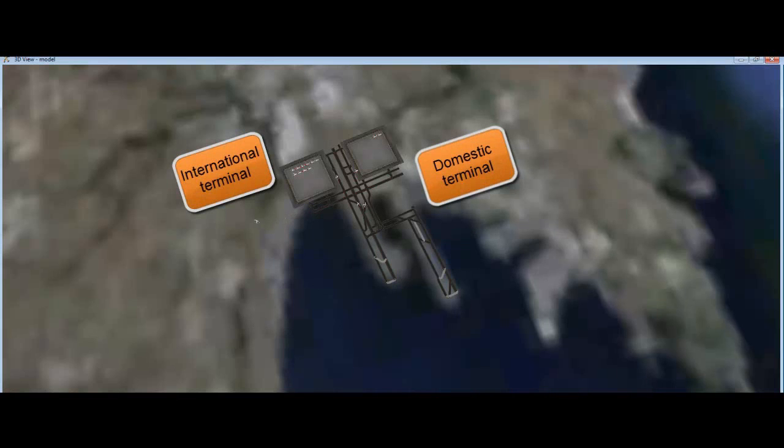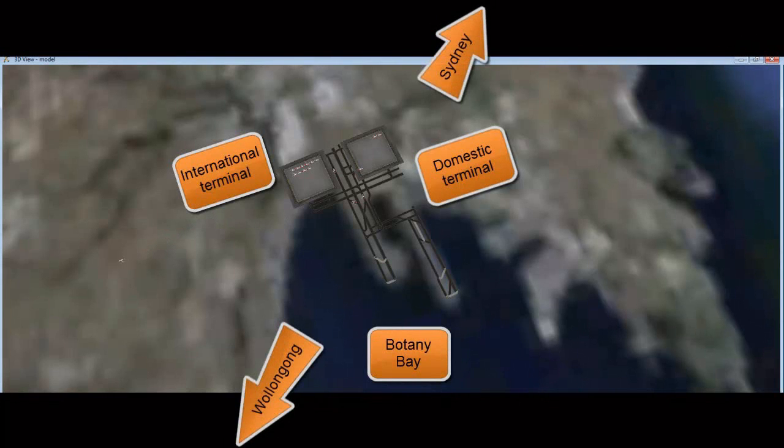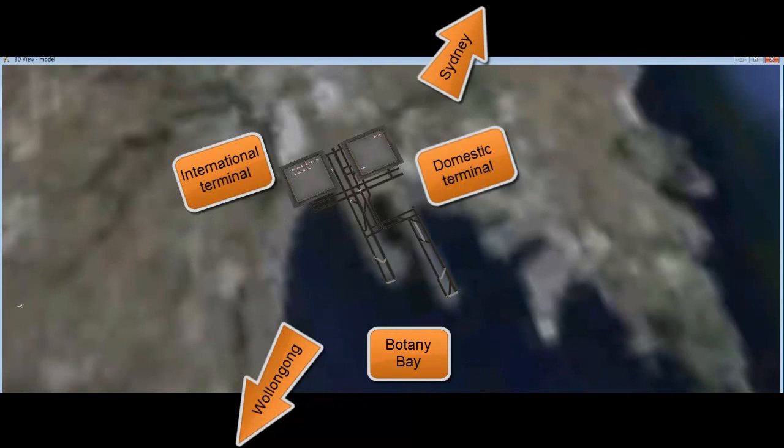The airport can be divided into two major terminals: the International Terminal and the Domestic Terminal. In the background, the simulation has been placed onto a satellite map extracted from Google Earth. The southwest direction of the airport is the direction toward Wollongong. To the northeast is the direction to Sydney's CBD. The blue area represents Botany Bay and the Pacific Ocean.